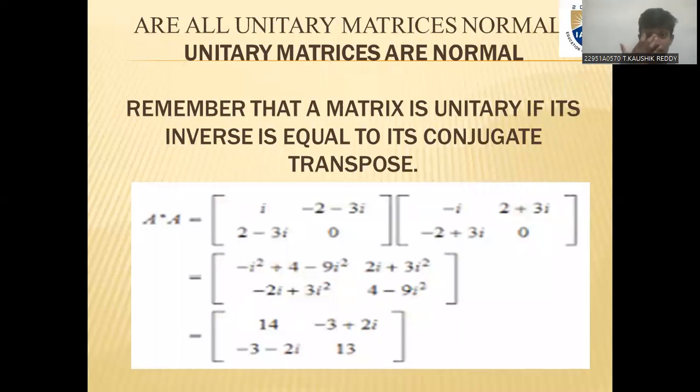So are all unitary matrices normal? Unitary matrices are normal. Remember that a matrix is unitary if its inverse is equal to its conjugate transpose. A star A is equal to I minus 2 minus 3i, 2 minus 3i into minus I minus 2 plus 2 plus 3i minus 2 plus 3i 0. On multiplication, we'll get minus i square plus 4 minus 9i square, 2i plus 3i square minus 2i plus 3i square, 4 minus 9i square. We'll get 14 minus 3 plus 2i minus 3 minus 2i, 13.